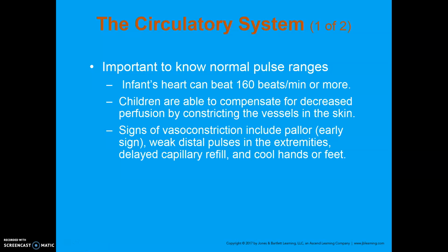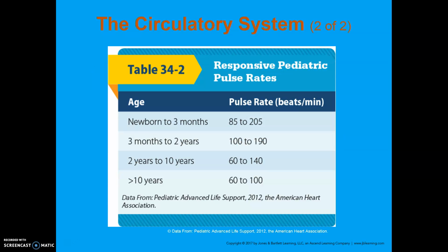The circulatory system. It's important to know the normal pulse ranges when evaluating children. An infant's heart can beat 160 times or more per minute. This is the primary method the body uses to compensate for decreased perfusion. Children are able to compensate for decreased perfusion by constricting the blood vessels in the skin. So blood flow to the extremities can be diminished, leading to pale, cool, and clammy skin, and weak distal pulses as well. This is how they do really well at compensating.